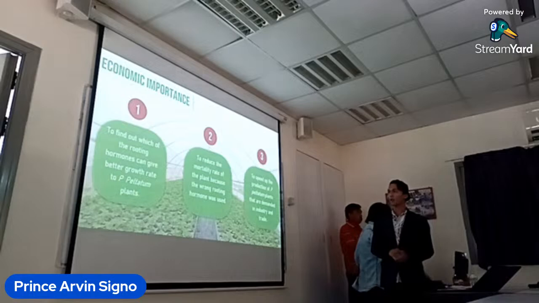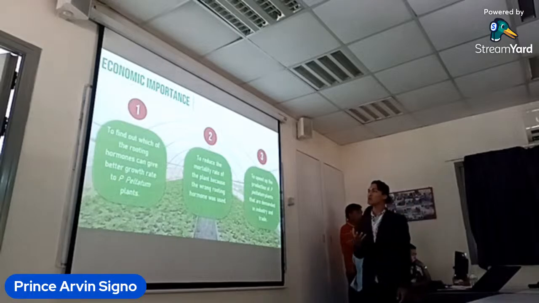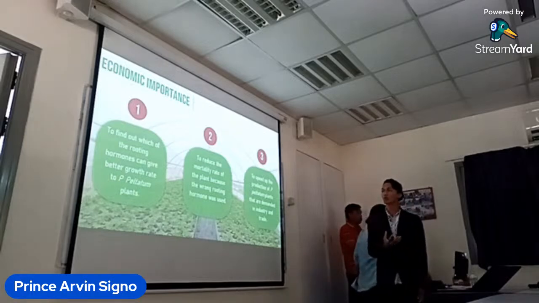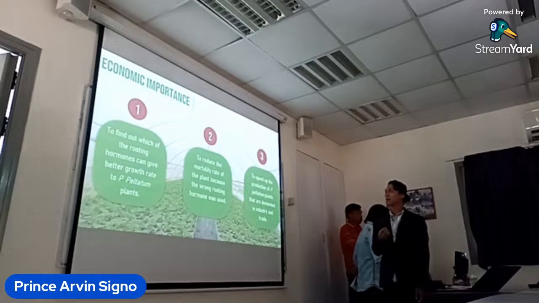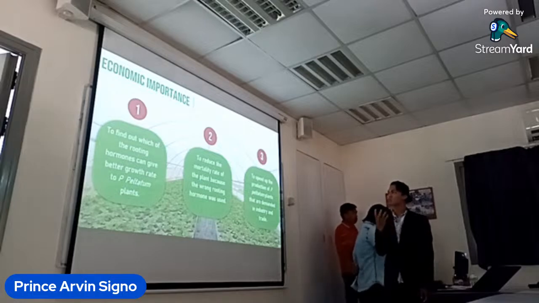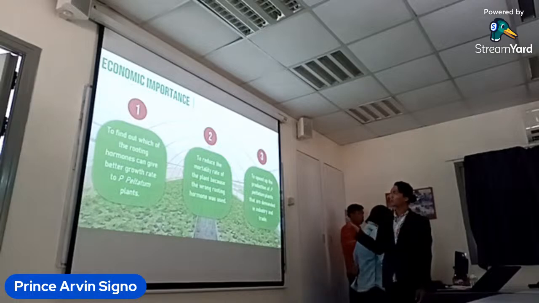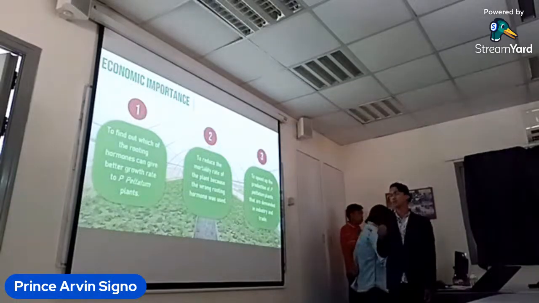Here's the economic importance. First, to find out which of the rooting hormones can give better growth rate to Pelargonium peltatum plants. Second, to reduce the mortality rate of the plant because the wrong rooting hormone was used. And third, to speed up the production of Pelargonium peltatum plants that are in demand in the industry.